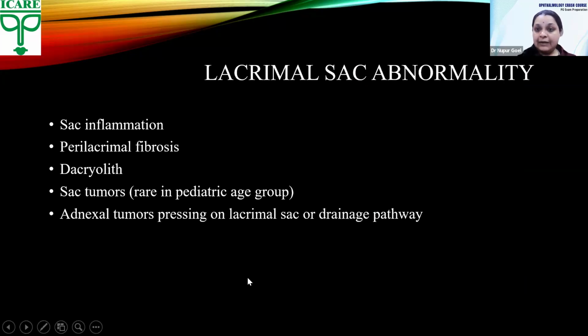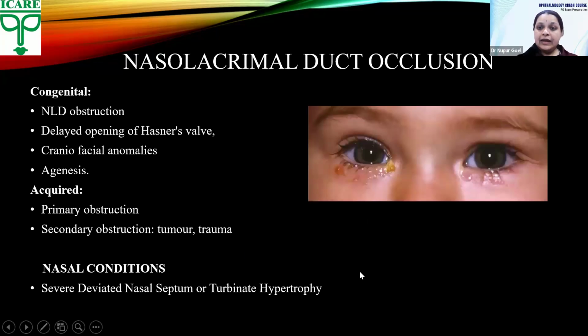Coming to lacrimal sac abnormalities, that could be sac inflammation, perilacrimal fibrosis, dacryolith, any sac tumor, or adnexal tumors pressing on the lacrimal sac or the drainage pathway. And the nasolacrimal duct obstruction, which could be congenital nasolacrimal duct obstruction, or a delayed opening of Hasner's valve, craniofacial anomalies, or agenesis of the nasolacrimal duct.